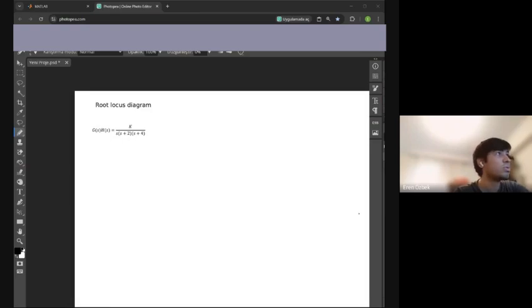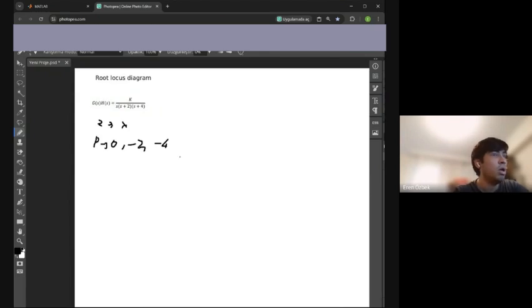We want to draw the root locus diagram. First, we need to find the poles and zeros. We don't have any zeros. We have three poles: 0, -2, and -4. These are where the locus starts, at the poles, and it ends at the zeros.